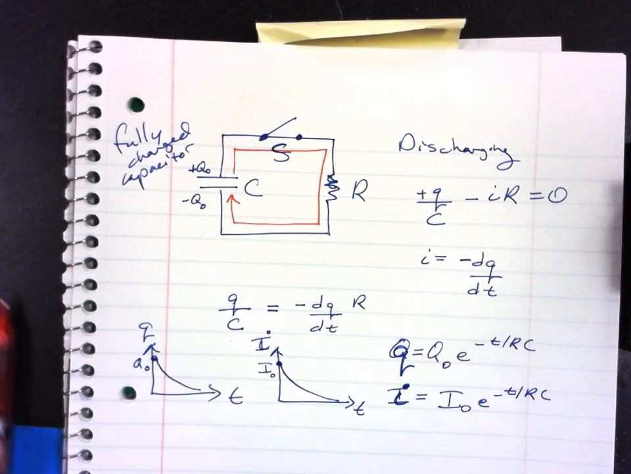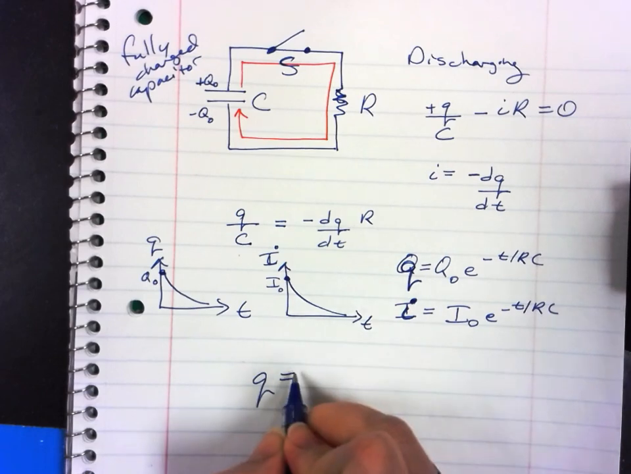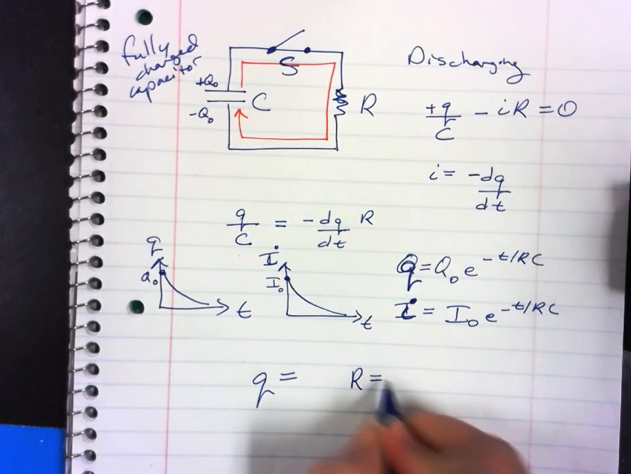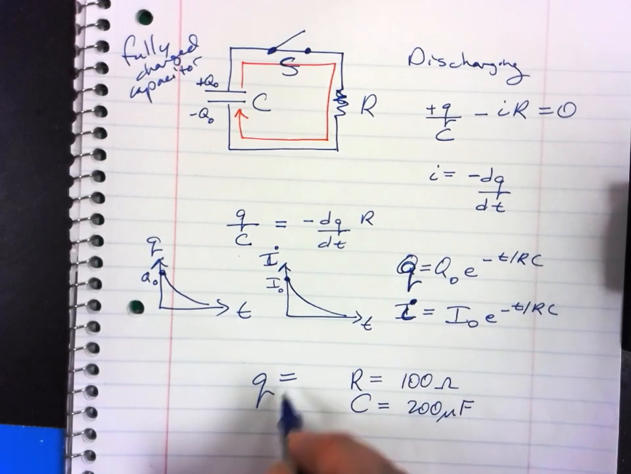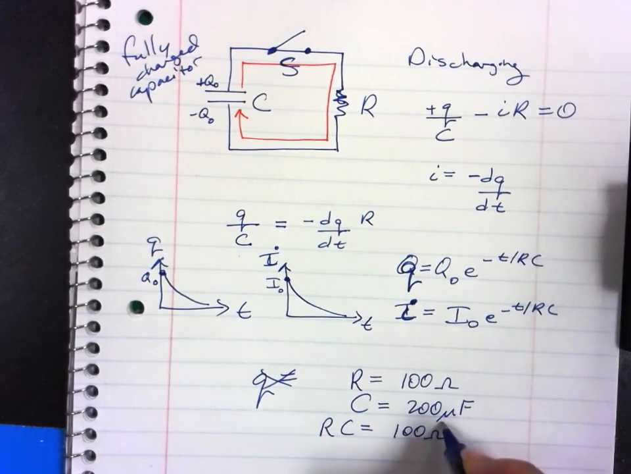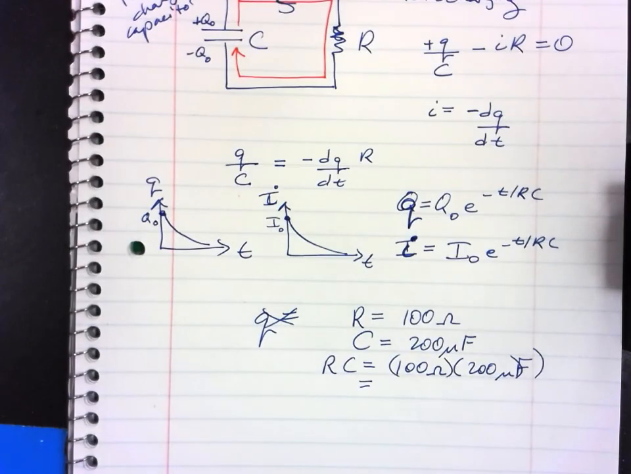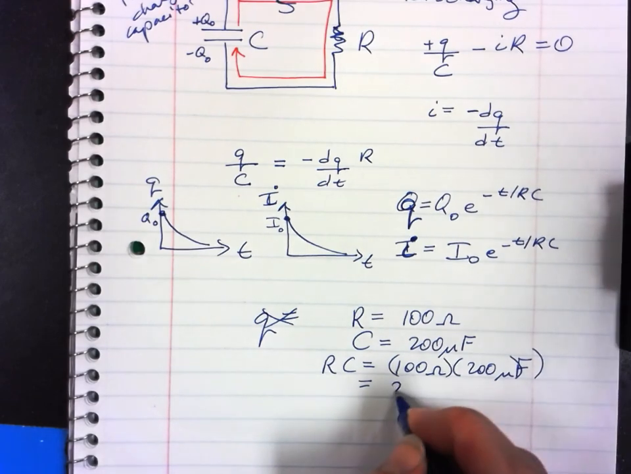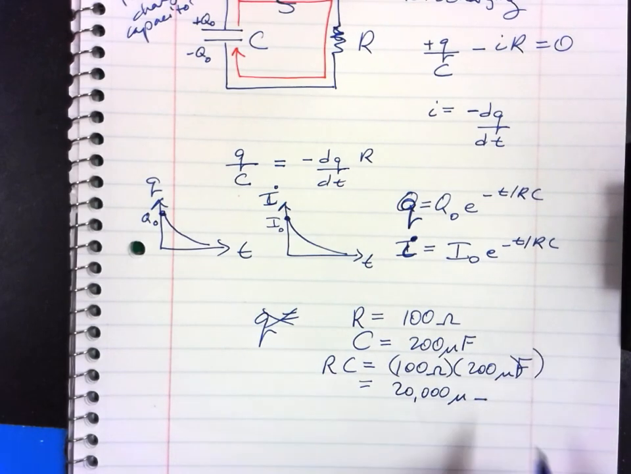So finally, you've got to be able to put this in the calculator. Just as an example, let's figure out RC. Let's say that the resistance is 100 ohms, the capacitance is 200 microfarads. So R times C is 100 ohms times 200 microfarads. 100 times 200 is 20,000 micro something. We'll deal with the something in a second.